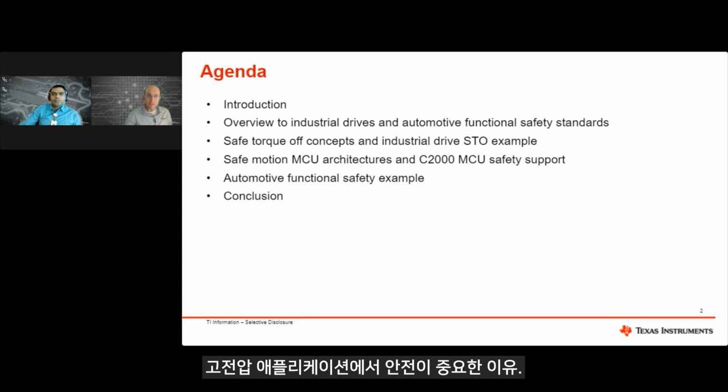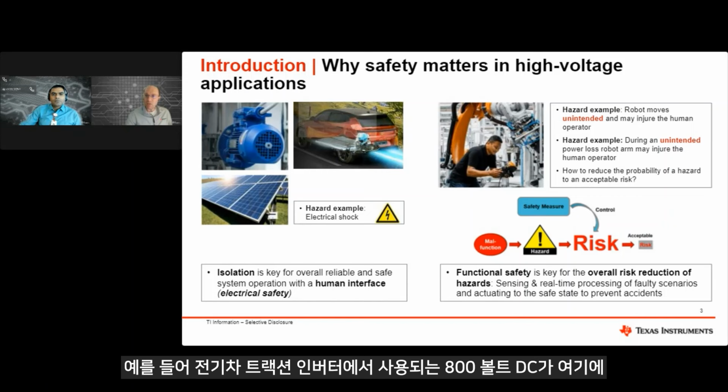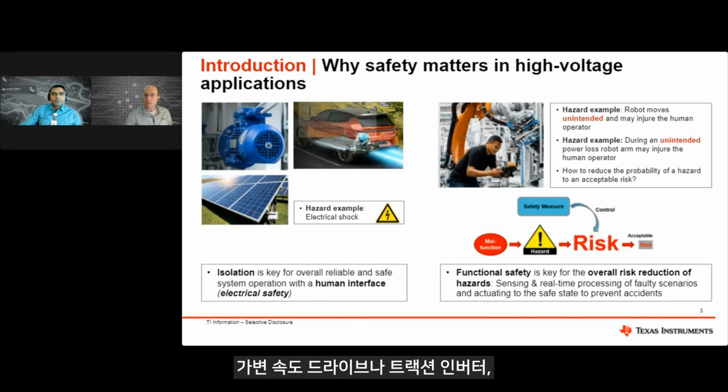Why safety matters in high voltage applications? On the left, we can see 3 example applications. When we refer to high voltage from a semiconductor view, we mean AC grid voltage less than 1000 volt RMS or equivalent DC voltages such as 800 volt DC as used with an electric car traction inverter. For all these applications, such as variable speed drive, traction inverters, or solar inverters, electrical isolation is key for every product to protect humans from an electric shock.